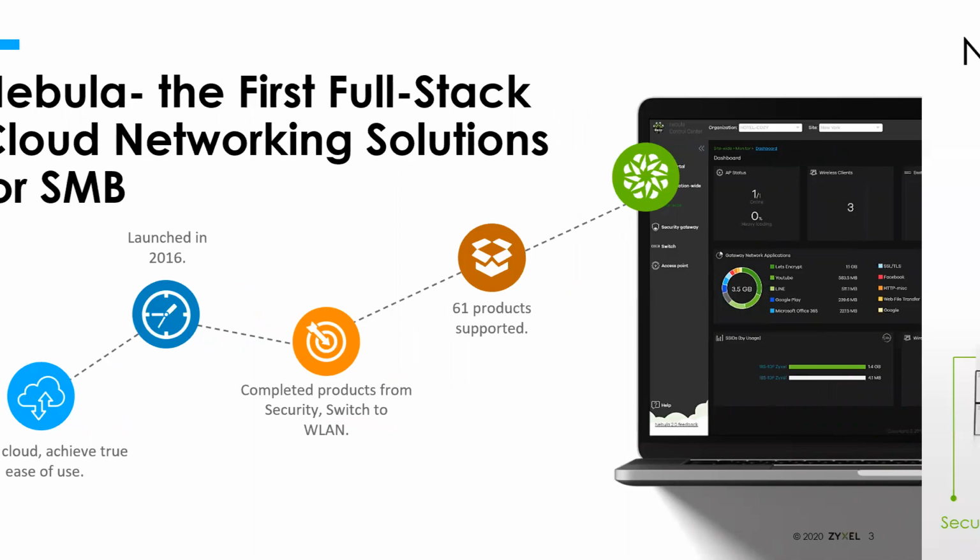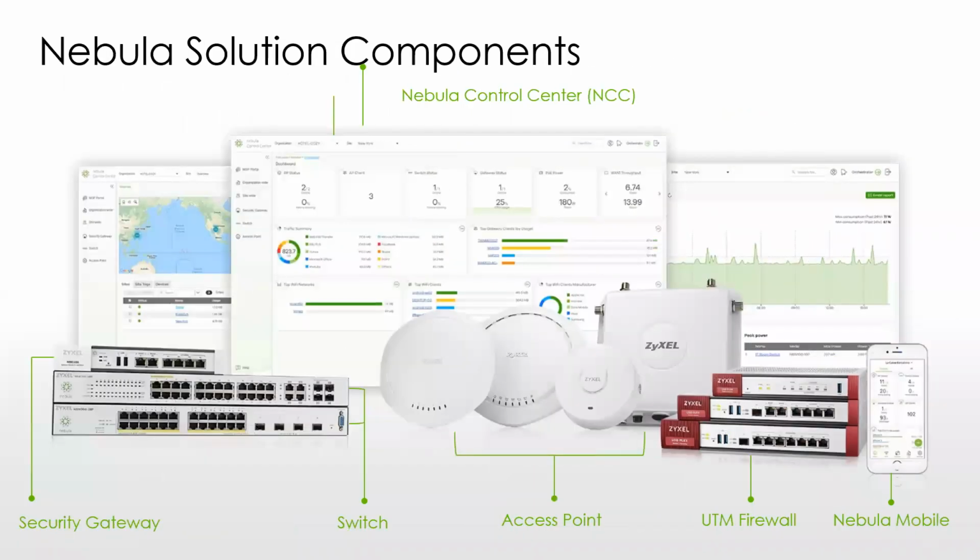So the makeup of Nebula itself, you've got the hardware, the switches, the security gateways, the access points. But the heart and soul of Nebula is the cloud-hosted portion here called Nebula Control Center. So we run Nebula Control Center. It is hosted on Amazon AWS, so it has very good uptime. Very, very rarely is there any downtime with it. And that's where you're going to go to manage your customers. So you just log into nebula.zyxel.com and everything is right there. So you've got one URL for all your customers and all of their networks.